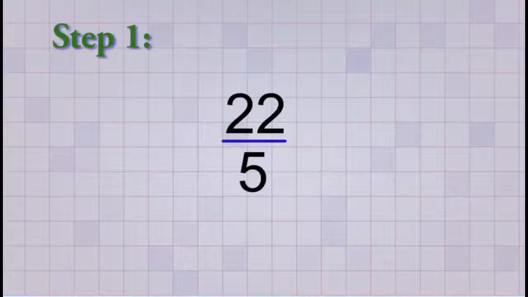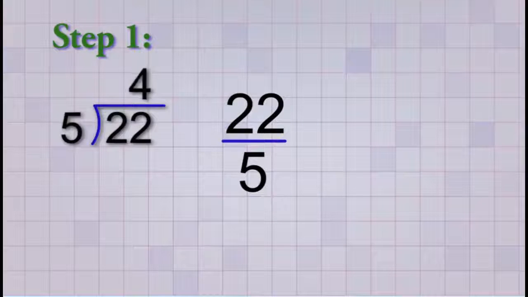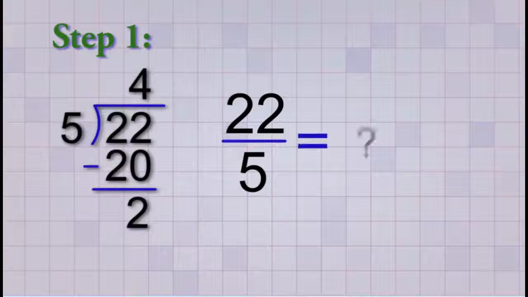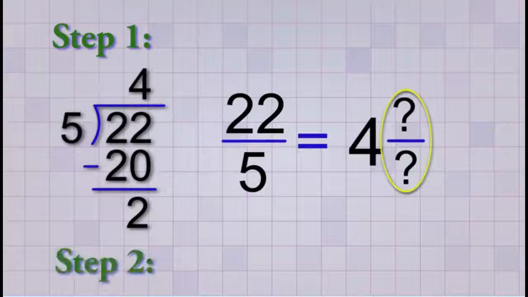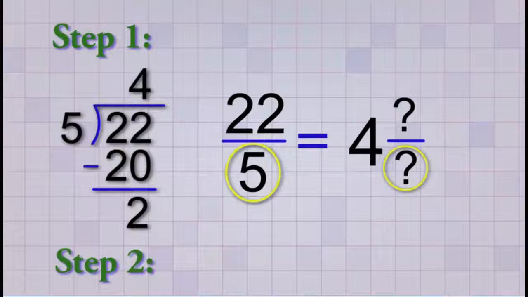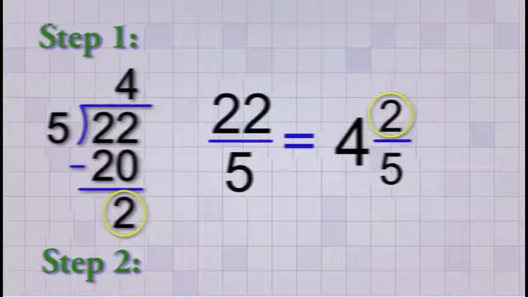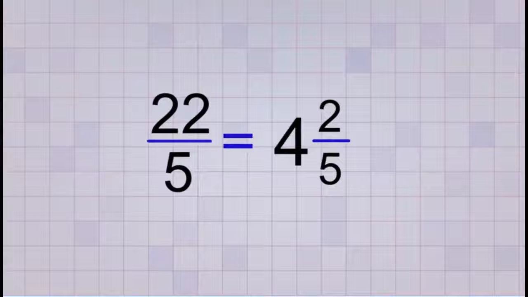Again, the first step is to see how many times the bottom number divides into the top number. In this case, 5 goes into 22 4 times with a remainder of 2. So we know that the whole number part of our answer will be 4. Now for the fraction part. The bottom number will be the same as the bottom number of our improper fraction, 5. And the top number will be our remainder, 2. So 22 over 5 is the same as 4 2/5.